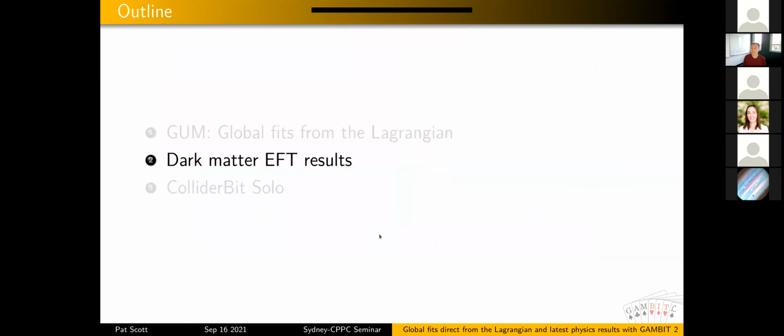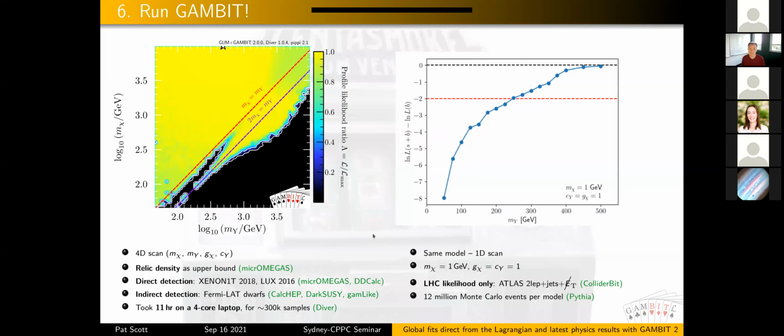Can I just ask quickly? I don't know if you mentioned it. How are you actually doing the scan? What algorithm are you using? I didn't say it. It's using this package called Diver. This is a differential evolution sampler. It's an optimization algorithm that's designed to look for the best fit and then map basically the likelihood contours around that best fit.